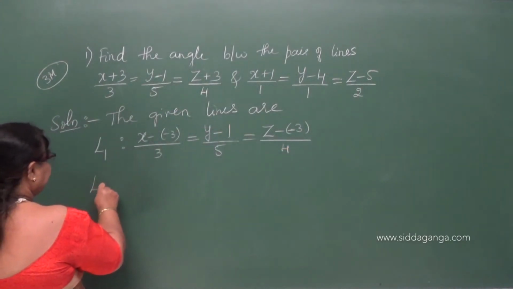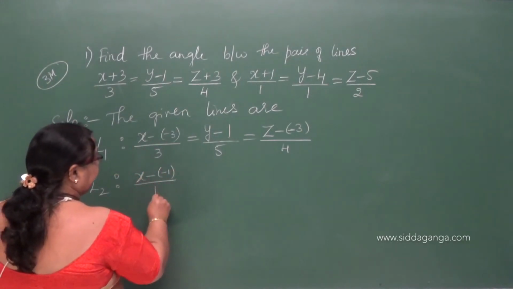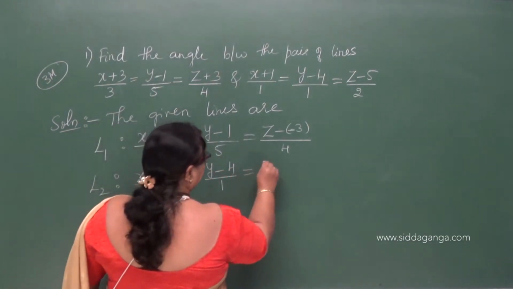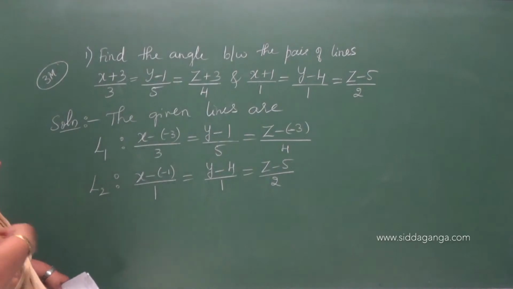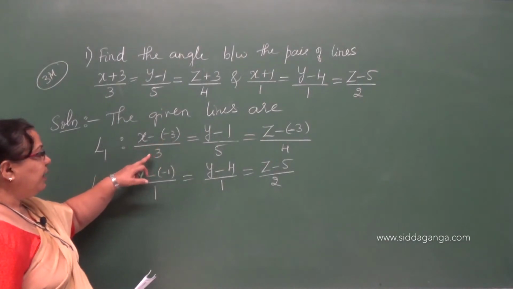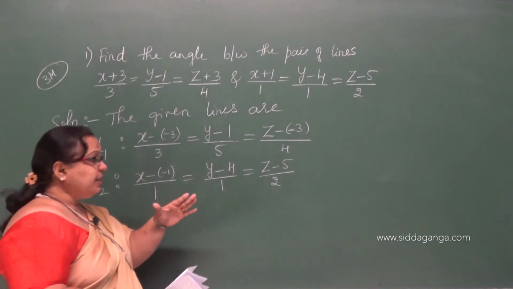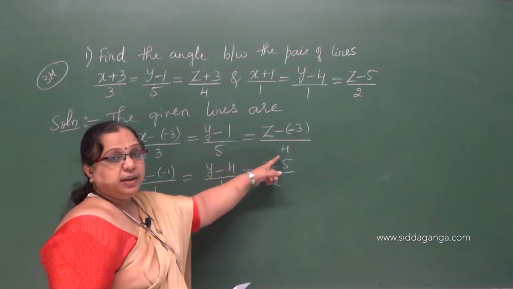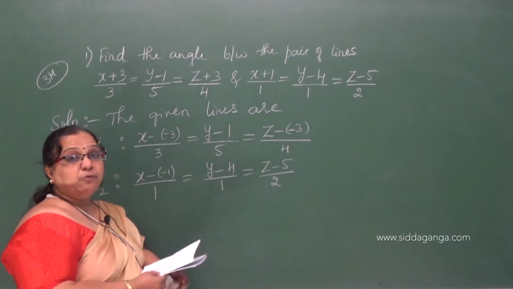Next, the second line: x minus of minus 1 divided by 1 equal to y minus 4 divided by 1 equal to z minus 5 divided by 2. Note: here x minus x1 divided by a1 are the direction ratios of the first line, that is, the parallel vector. Their components, a, b, c, are nothing but the components of vector b.